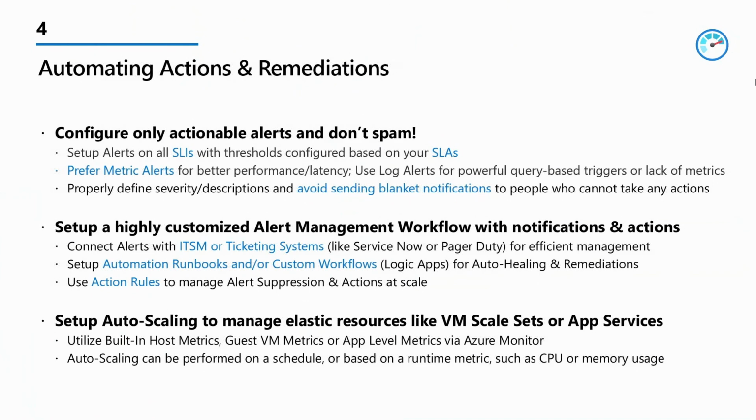Another thing that you can do to manage your system at scale is set up auto scaling. Now, this is useful in an elastic environment. So if you're using resources like VM scale sets or app service environments, auto scaling can help you grow your environment elastically based on need. So you can use in-host metrics, guest metrics, or app level metrics and grow your environment according to a schedule or on a runtime metric like CPU usage or memory usage. That way, you can proactively take action when you are expecting a load or a synthetic spike, let's say during a holiday season or a shopping day.